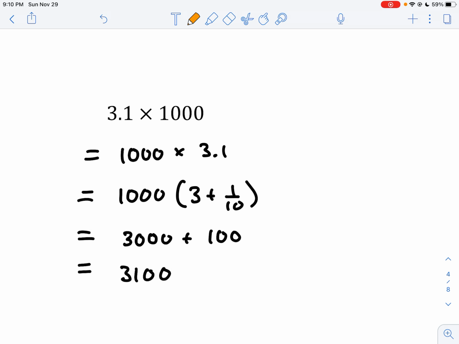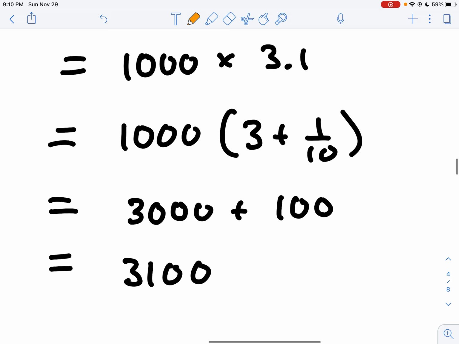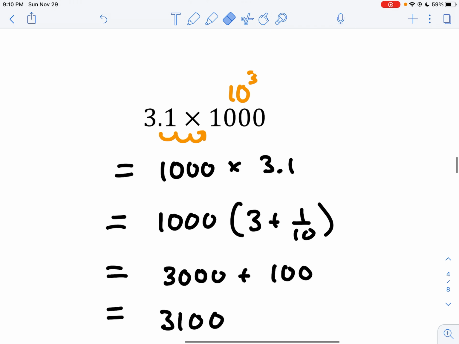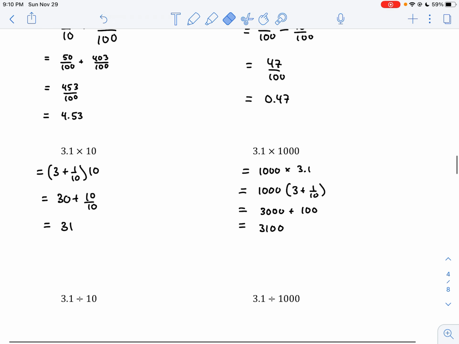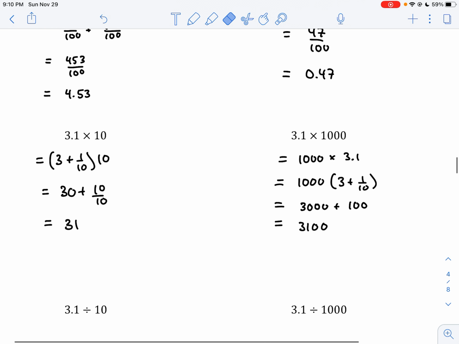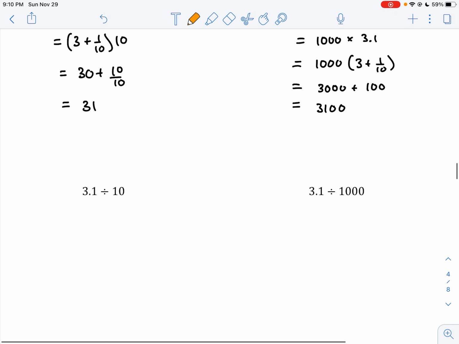Over here, something similar, right? 1,000 is the same thing as 10 cubed. There's 3 zeros here, or your power would be 3. And so this tells us to take this decimal and go 1, 2, 3 steps to the right, and that's what creates this 3,100. So multiplying by powers of 10 winds up being really that straightforward. Moving the decimal to the right an appropriate number of times.